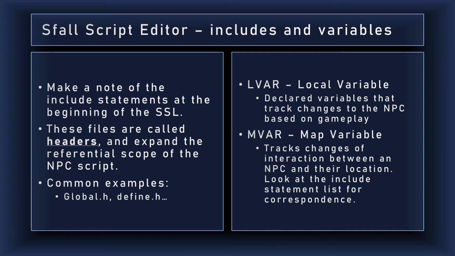So, two things that I want you guys to be aware of are include statements and variables. The include statements at the beginning of the SSL are links to files called headers. These headers allow us to expand the referential scope of the NPC scripts. So things like global.h, define.h, I'll talk about those more in just a second. These are going to include variables that we will see across multiple NPCs, across multiple spatial effects, things like that. They'll be seen in a lot of places.